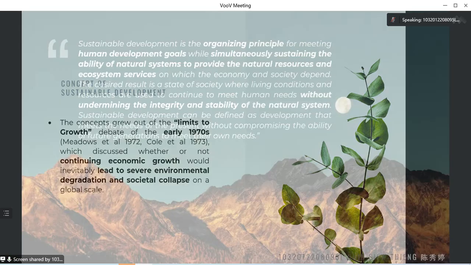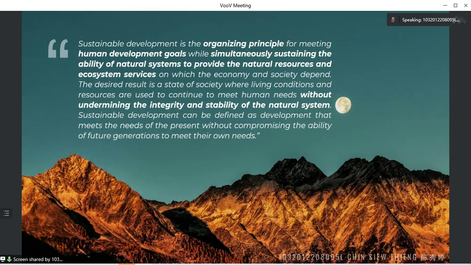On Earth, sustainable development is the organizing principle for meeting human development goals while simultaneously sustaining the ability of natural systems to provide the natural resources and ecosystem services on which economy and society depend. So sustainable development means being able to have continuous economic growth in a country or even globally, gaining very great growth without really harming the environment.